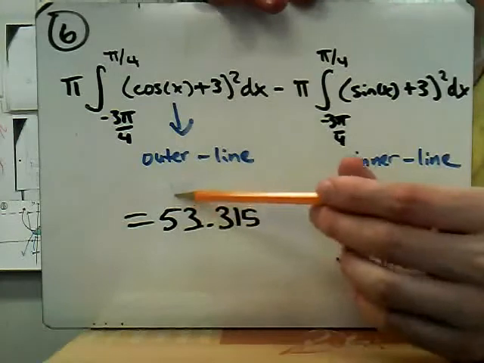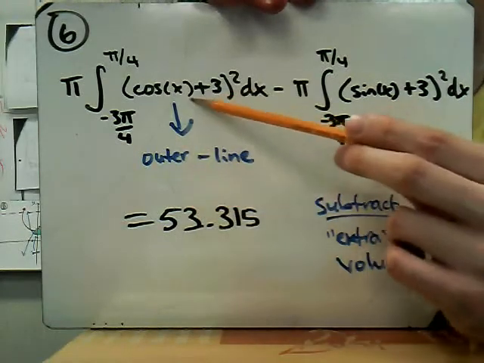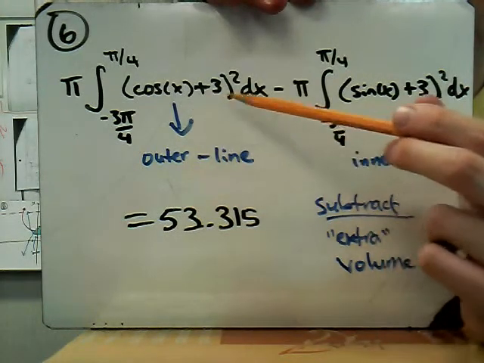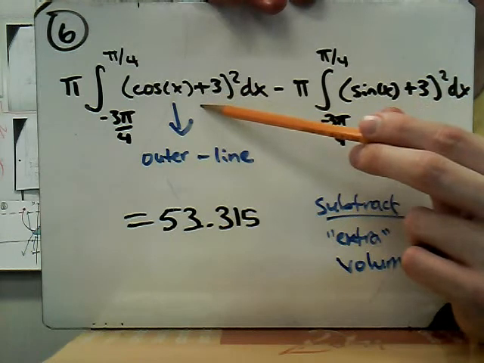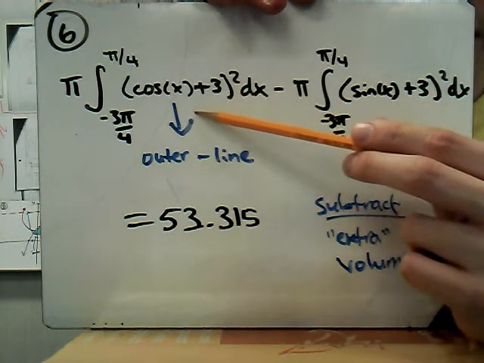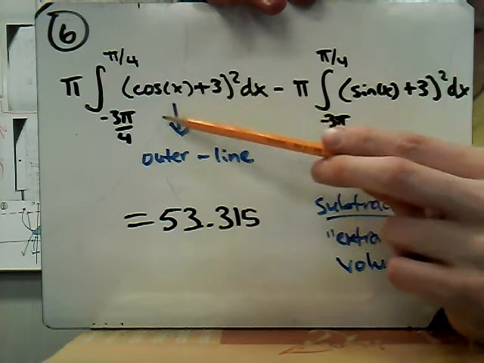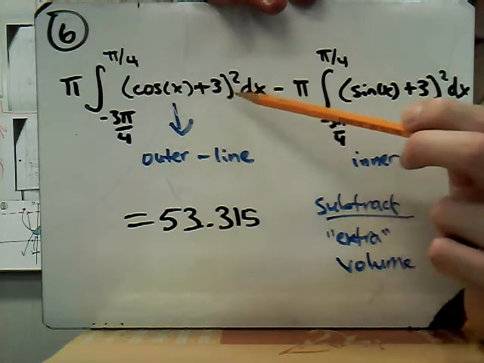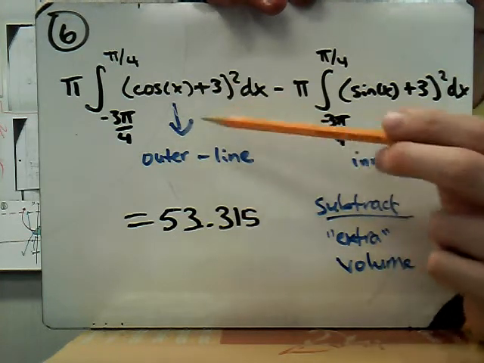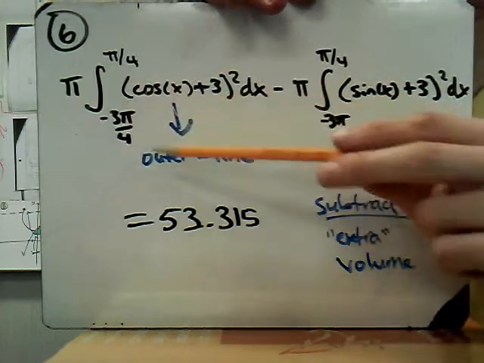As always, we start with the outer radius, which is formed by cosine of x, and we need to subtract our line. In this case, the line is y is equal to -3, so we get cosine of x plus 3 squared because of the two negatives. Make sure to multiply by pi.